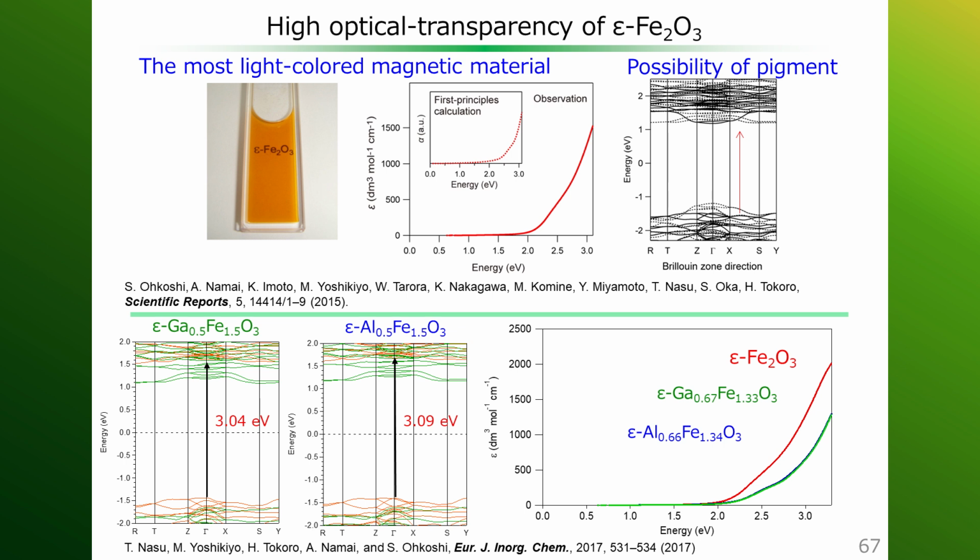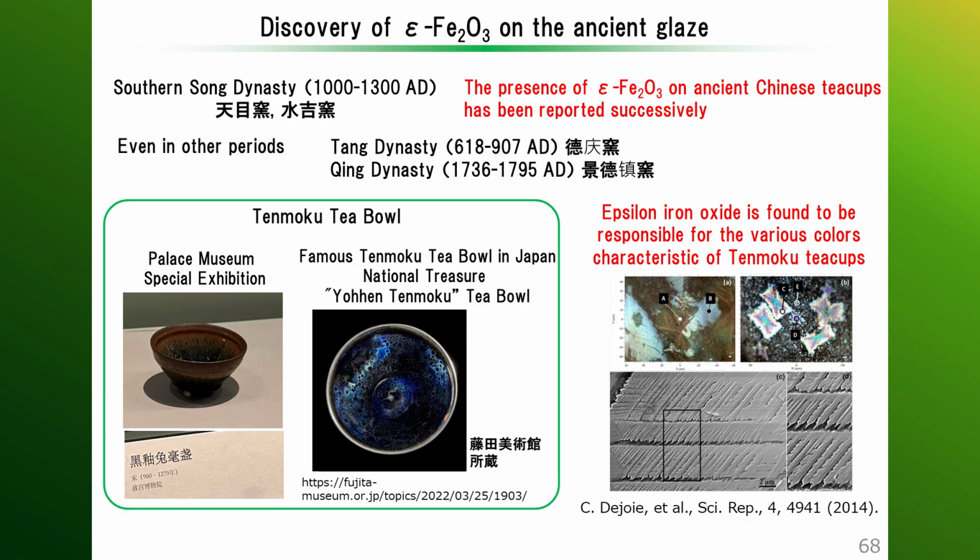In the meantime, it has recently been discovered that the surface of ancient Chinese ceramics was actually glazed using epsilon iron oxide, which means that ancient ceramics, especially those known as Tenmoku tea bowls from the Southern Song dynasty, were known to have various colors, such as black, brown, or in some cases purple, like this one, but it remained very mysterious that these colors could not be reproduced with modern technology. We only knew that iron ions existed on the bowls' surfaces.